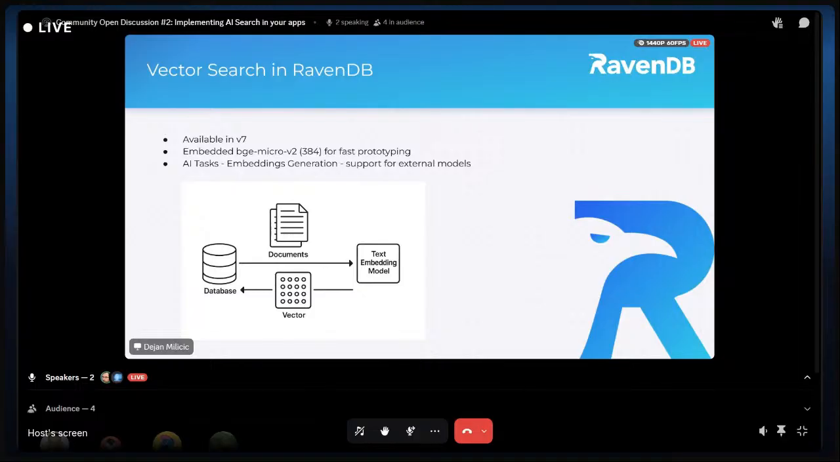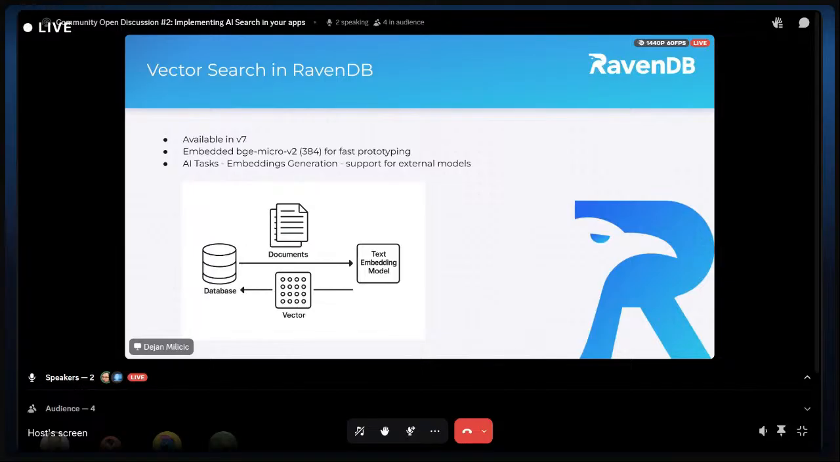Of course, the whole process of using a text embedding model is a cycle that starts in the database. You create a document in RavenDB or you modify an existing one. This document will be pulled out of RavenDB. RavenDB will take it and send it to the text embedding model. The text embedding model will produce a vector. This vector will be returned to Raven, saved, and indexed.